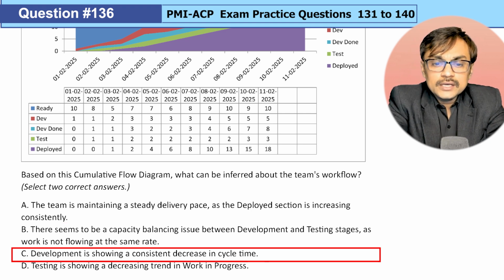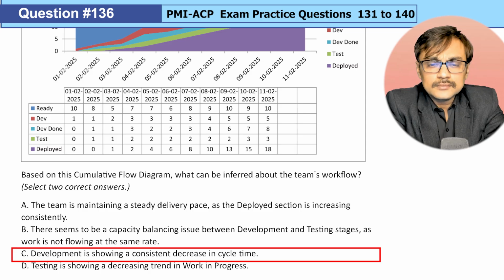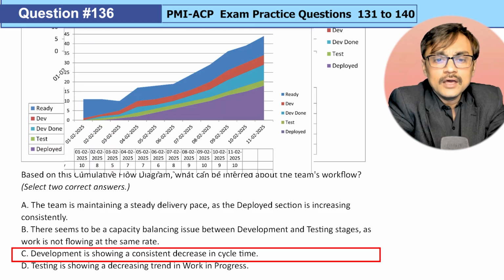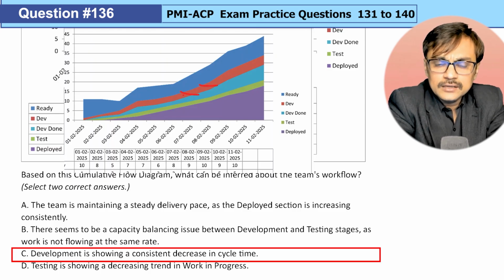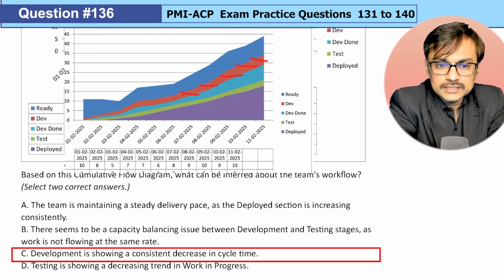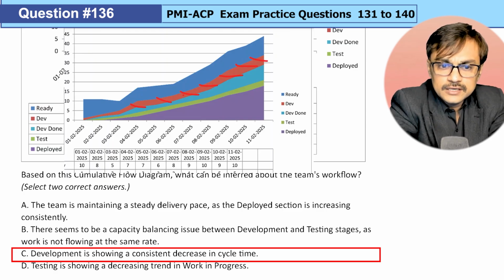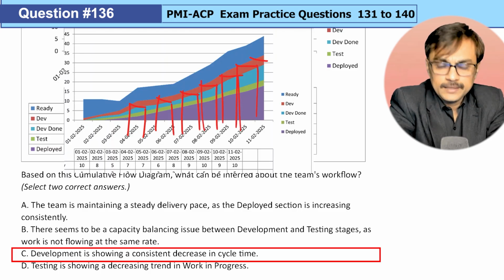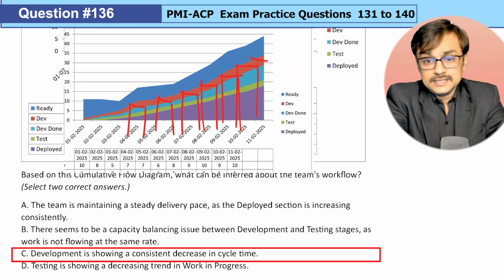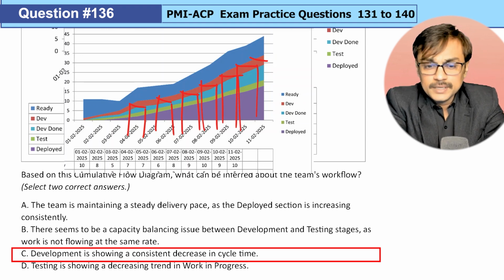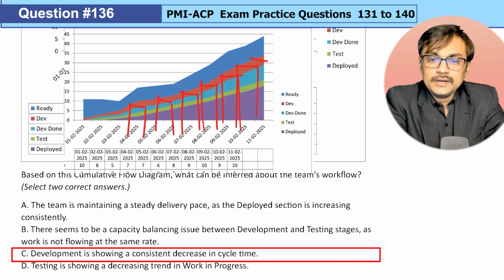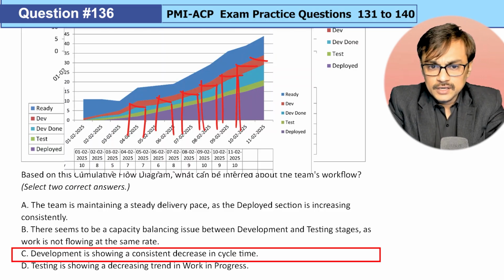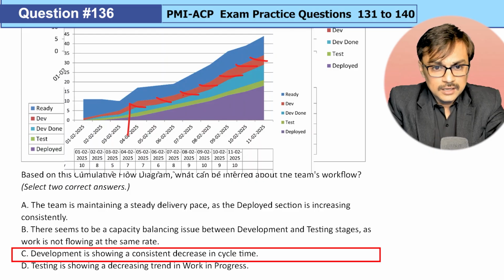The development is showing a consistent decrease in cycle time. That is difficult to predict. I can't say that there is a decrease in cycle time. If I put a line between these things, from the previous color to the next color, this is the kind of trend of the cycle time. So it is not decreasing, at least. It might be increasing a little bit, but it is not decreasing. So I can't say that development has a decreasing cycle time. That is very clear from this particular graph. So option C is false.